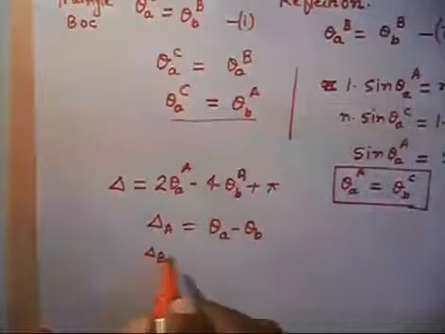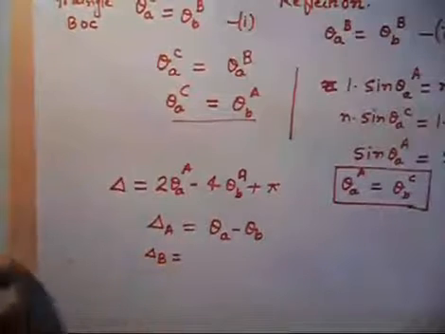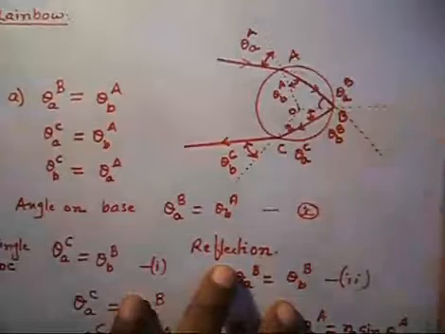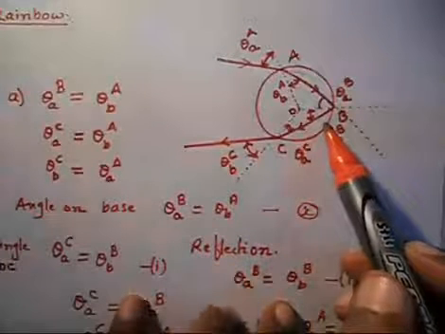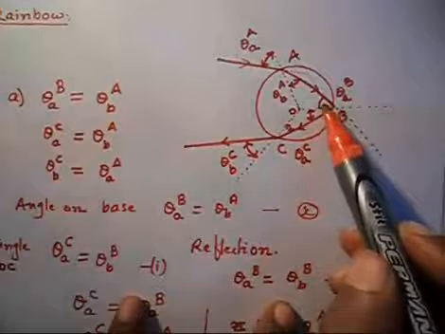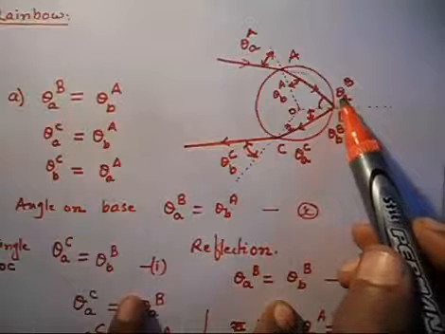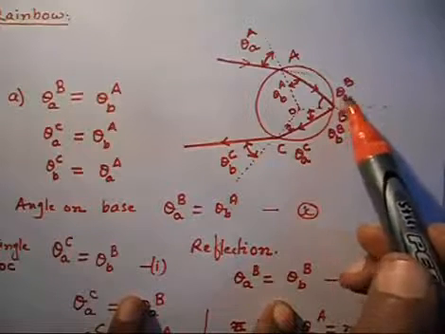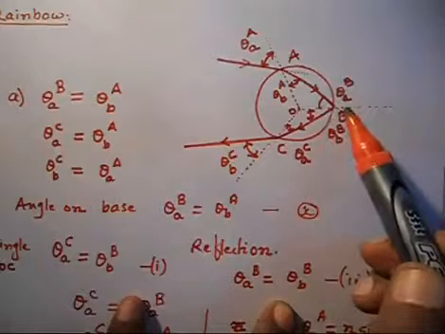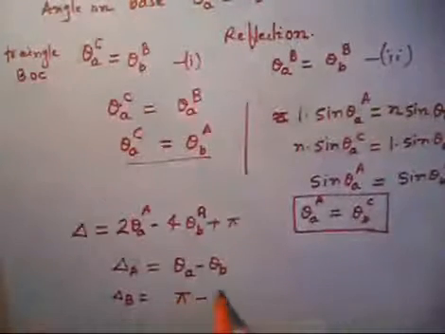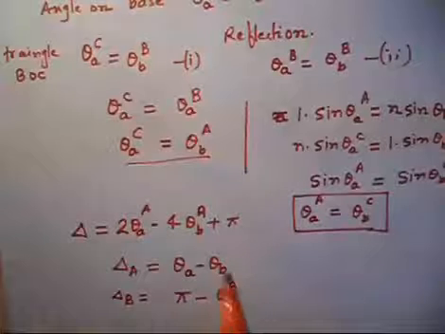Now what is the deviation at point B? Let us find the deviation at point B and then we will add all these deviations. Now this light ray is going this side, but now it is going this side. So what is the angle? This angle is pi minus these two angles, so pi minus 2 times theta a at B, since theta a at B or theta b at B is the same. So I can write this angle is pi minus 2 times theta a at B. This is at A.